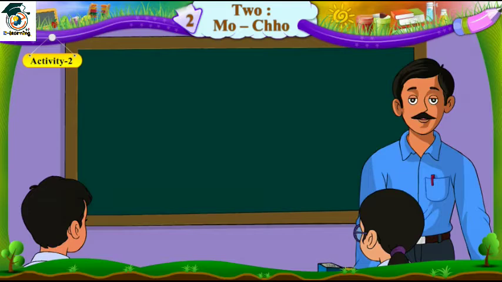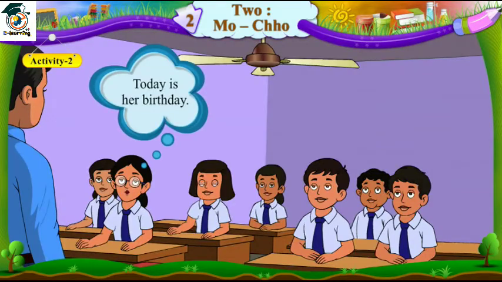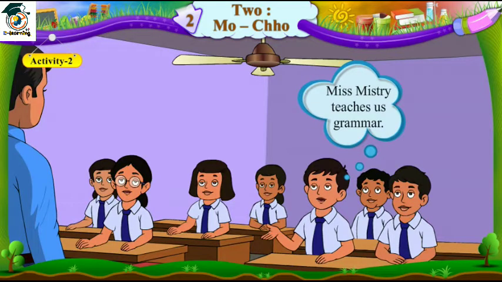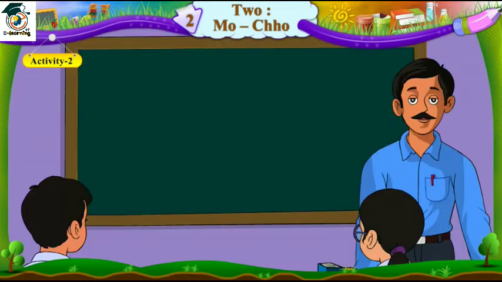Come on, students. Now, you give some examples. Nidhi, you give an example. Today is her birthday. Good, Nidhi. Sahil, you give one example. Miss Mistry teaches us grammar. Great job. Now let's understand present continuous tense.